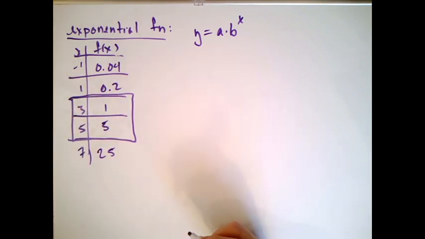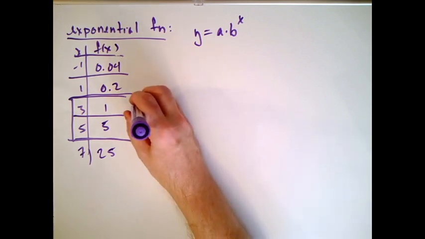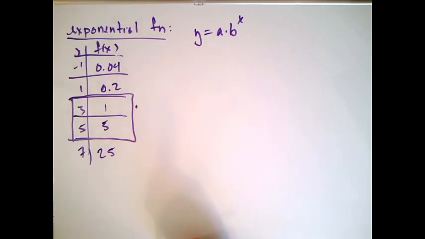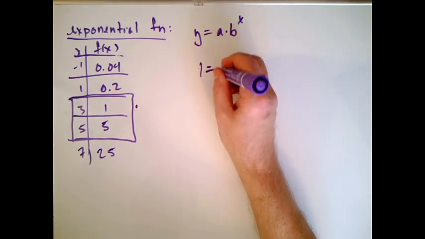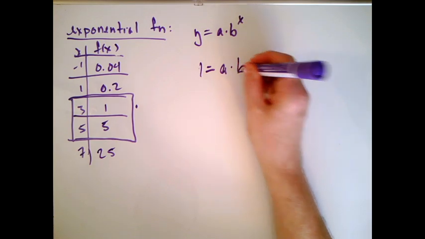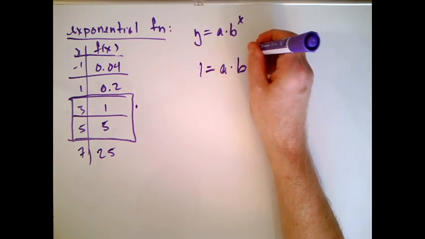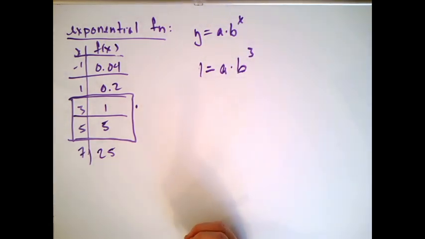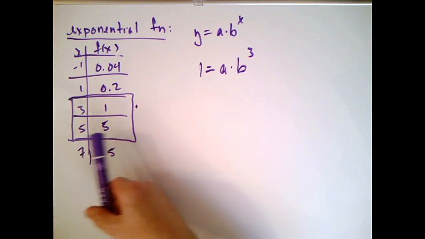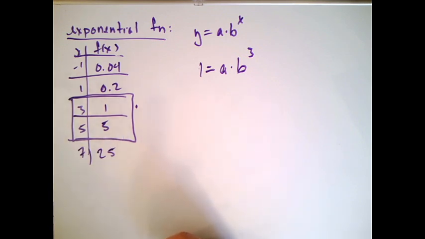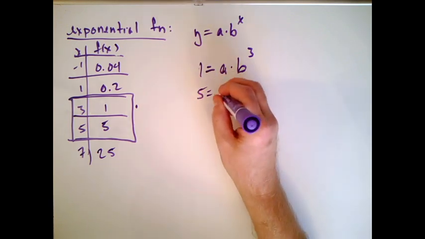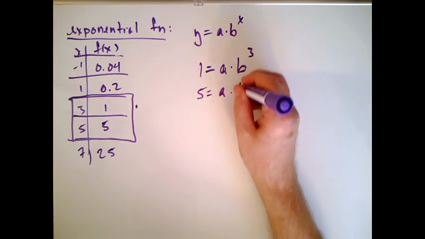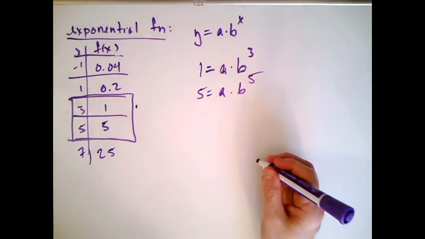Now, what does this mean? The first one says that if I plug in 3 for x and 1 for y, it's supposed to work, right? So I'm going to put in 1 is equal to a times b to the third, like that. The next one says if I put in 5 for y and 5 for x, it's also supposed to work. So I put in a 5 for y, a is just a, and I put in a 5 for x, and I get that.